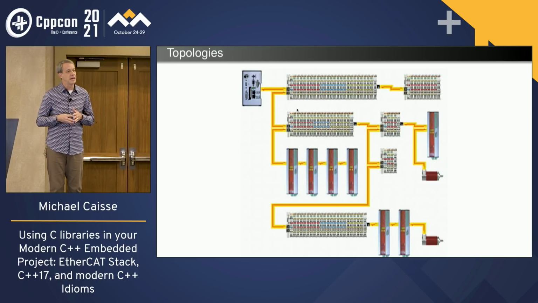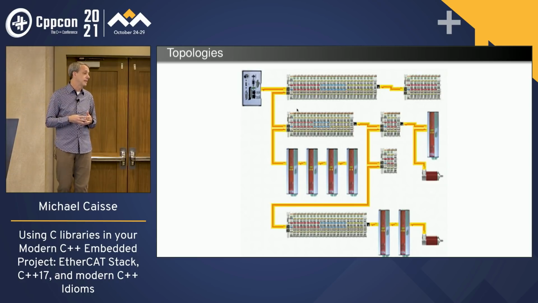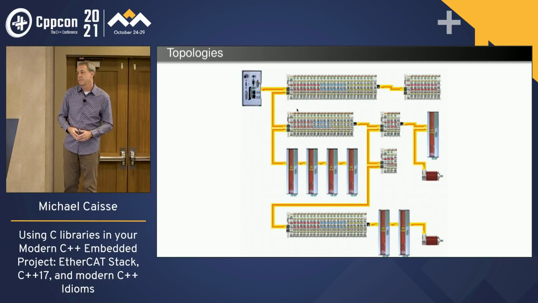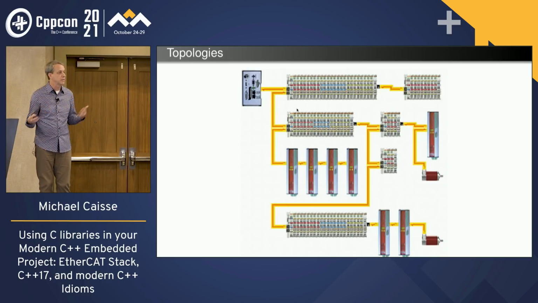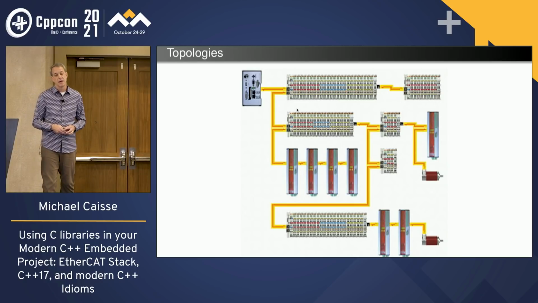EtherCAT is a technology that allows industrial systems to communicate to one another. Some of the problems with communications in industrial systems is that you need deterministic communication. You need to know what's going on. You kind of want it to be relatively fast, right? It can't be too slow. And topologies are always kind of interesting. EtherCAT supports a variety of different topologies. On the screen, you can see that we've got some things that are branching off. We've got things that start looking like ladders and trees. And it's able to handle all these different types of topologies.